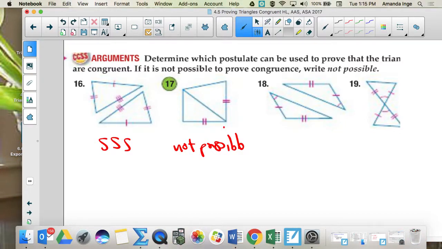What about this one? Not possible. Why? Angle side side or side side angle. Well, there's not one for side side angle, is there? So it's not possible either. Whoever said that in the back, thank you. All right. What is this? Side, angle, side.